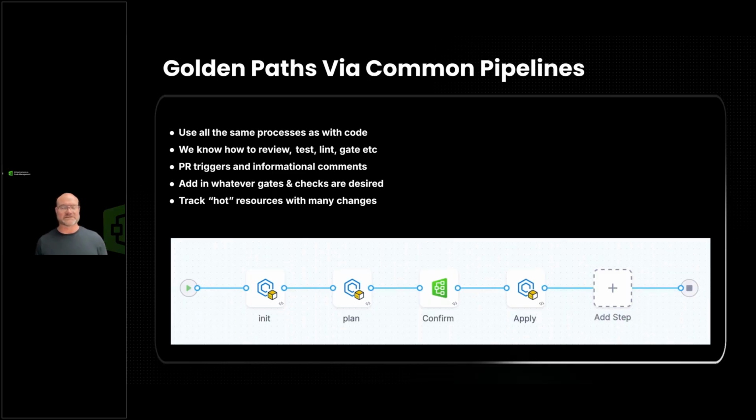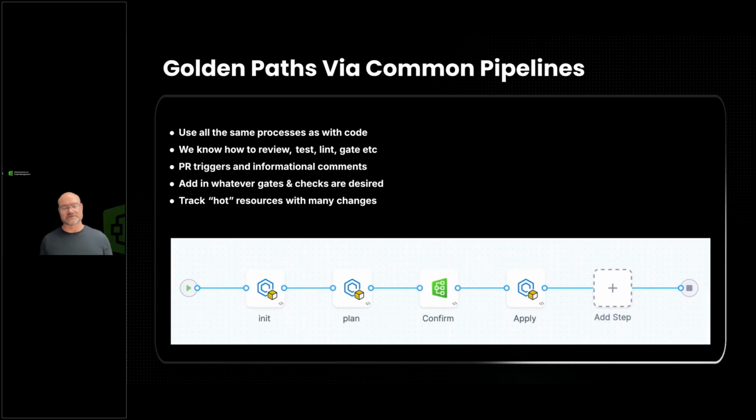We can also set up these pipelines to run off PR triggers to enable dummy runs to get planned information, make some analysis on it, and then return that information back to the PR, enabling the end user just to sit there as if they were working with the regular code. The great thing about pipelines as well is that it's not a script that needs to be understood by other people, and we can add in whatever gates and checks that we need.